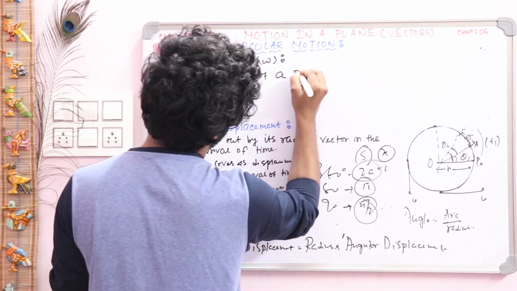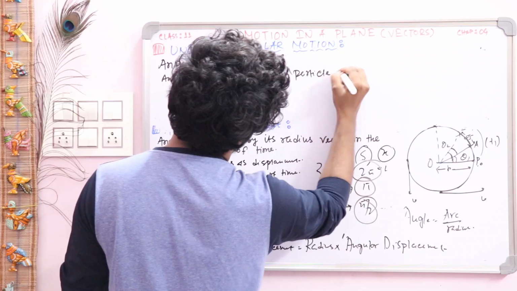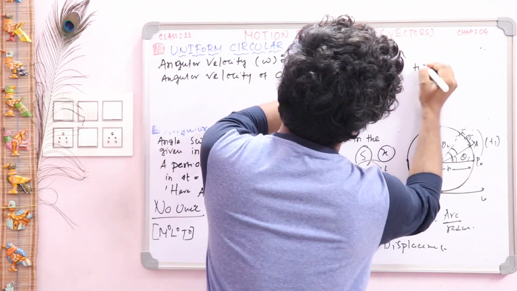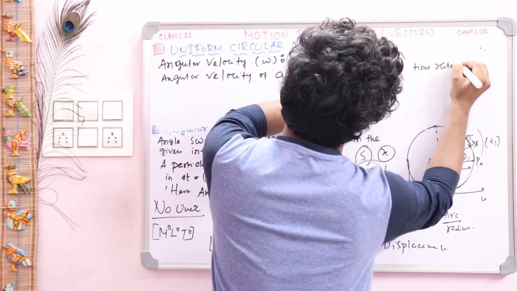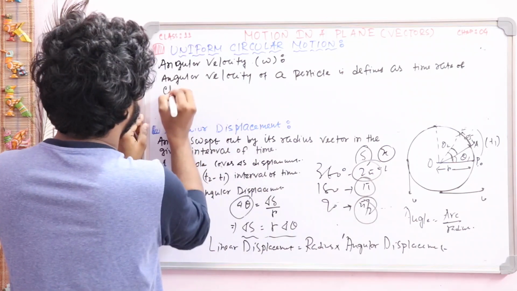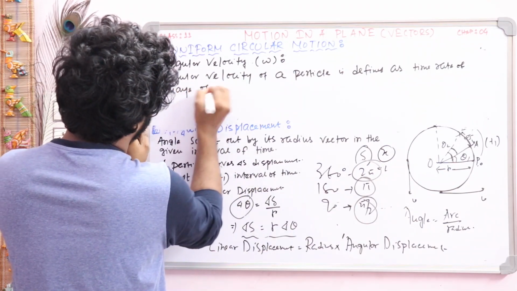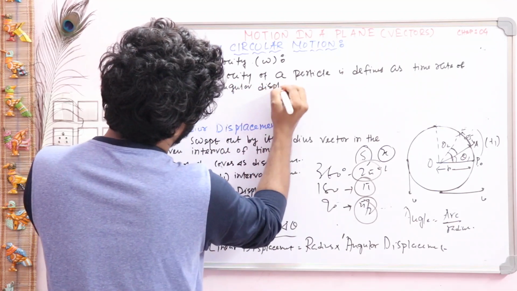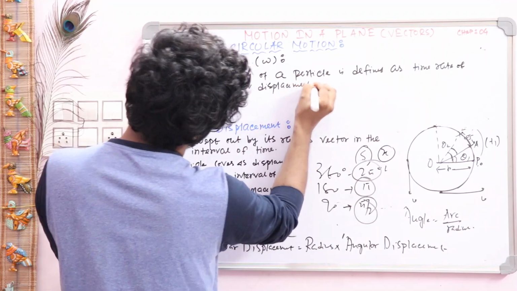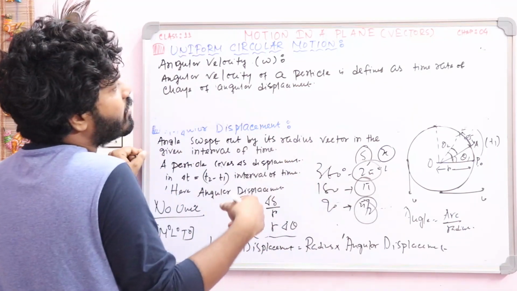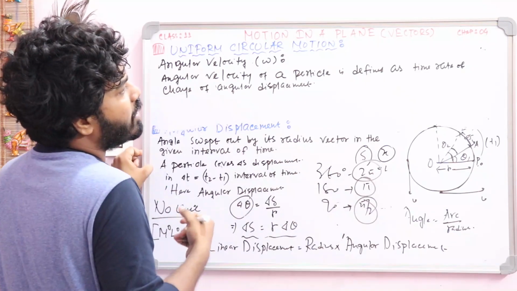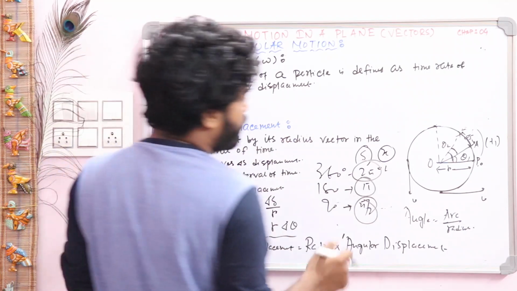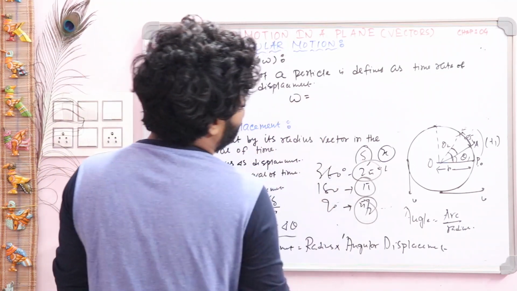Angular velocity of a particle is defined as the time rate of change of angular displacement. You think displacement by time is known as linear velocity. So angular velocity means angular displacement by time. How much angle is displaced per unit time. And it is denoted by symbol omega.